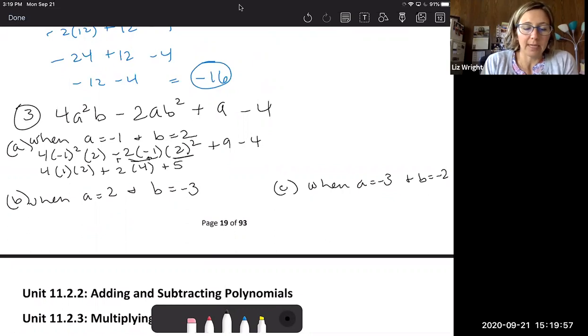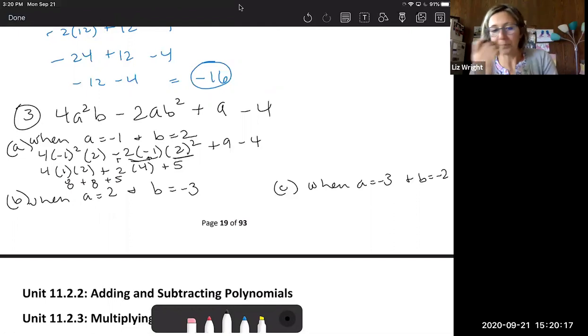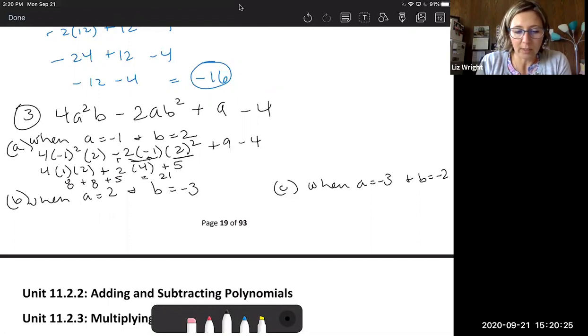All right, the next part of it, 4 times 1 times 2 is going to give us 8 plus 8 plus 5. So 8 plus 8 plus 5, is that a plus 9? Okay, no, we're doing good. So 8 plus 8 is going to give us 16 plus a 5 is going to give us a 21.